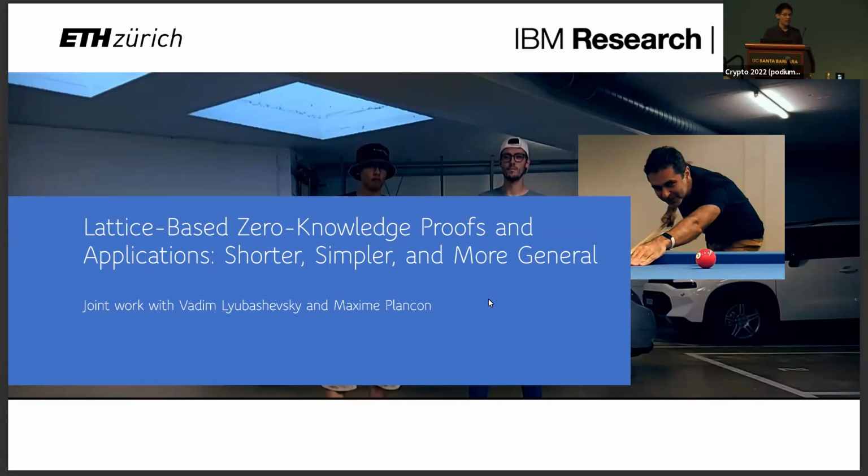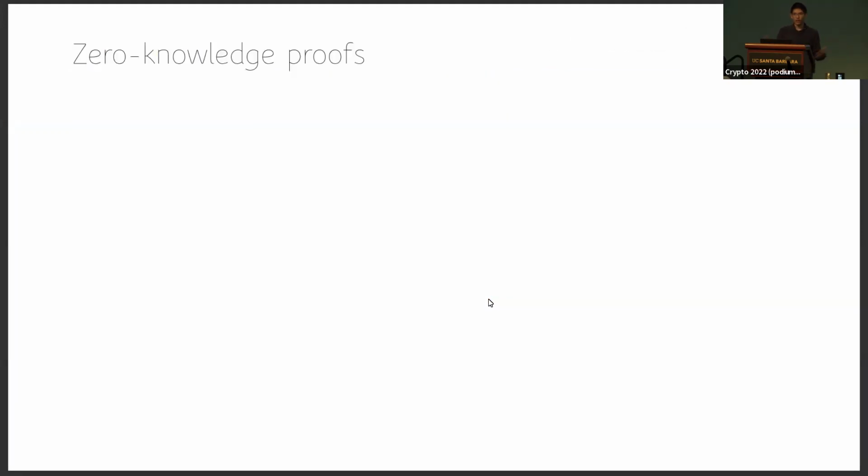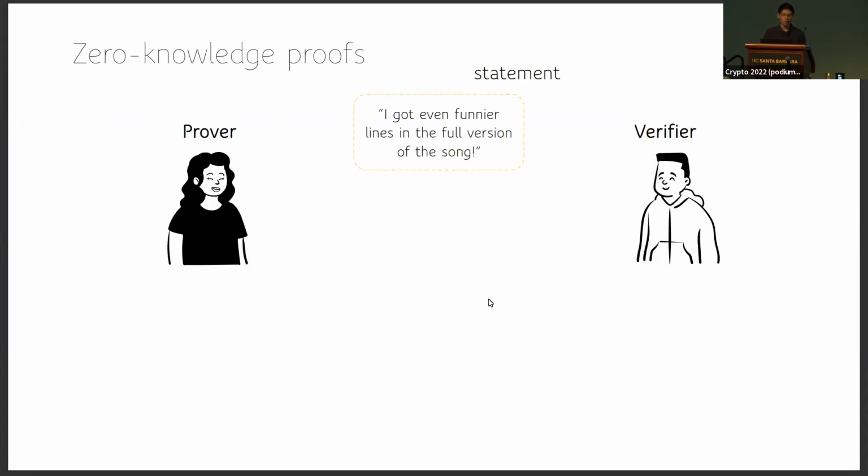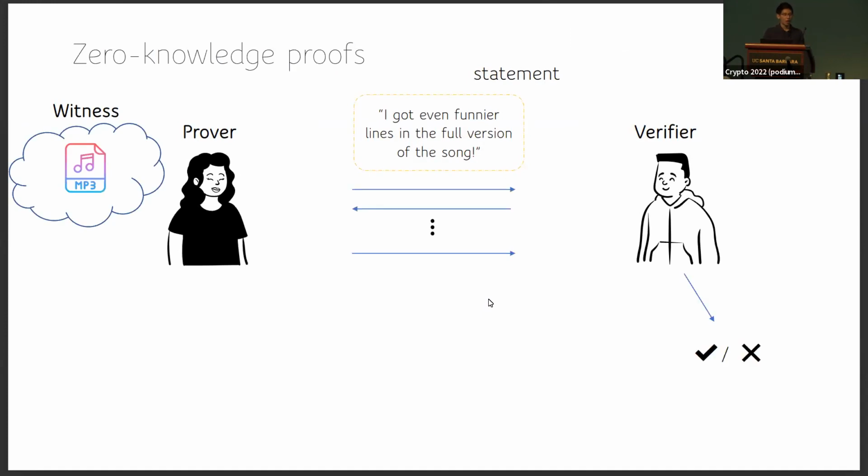So hi, my name is Khan, and today I'm going to talk about lattice-based zero knowledge proofs and applications. Okay, so let's start with zero knowledge proofs. I guess everyone is familiar with this concept. So we have some statements like this, and we have 2 parties, the prover and the verifier. And the prover wants to convince the verifier that the statement is true. So the prover has the corresponding witness, and they engage in an interaction where they send messages to each other, where at the end, the verifier outputs accept or reject, which means that the verifier is either convinced or not convinced about the validity of the statement.